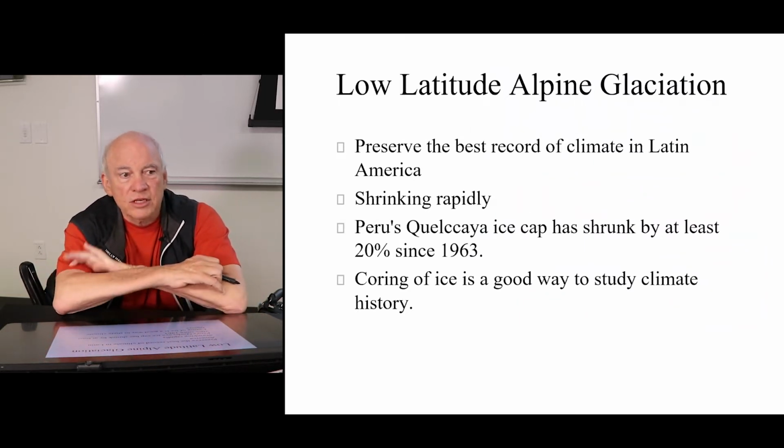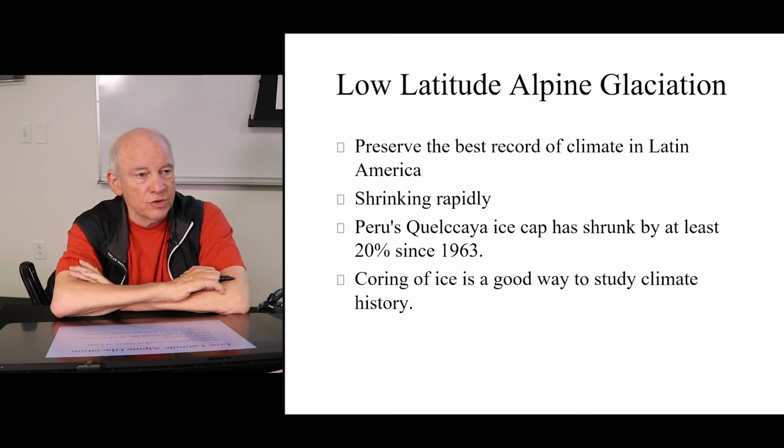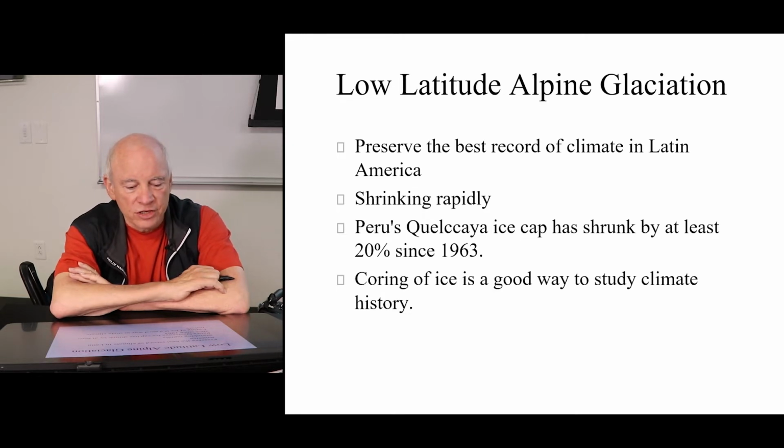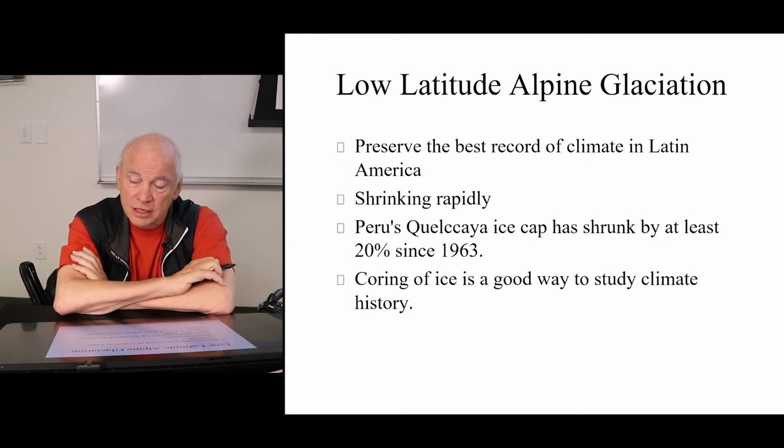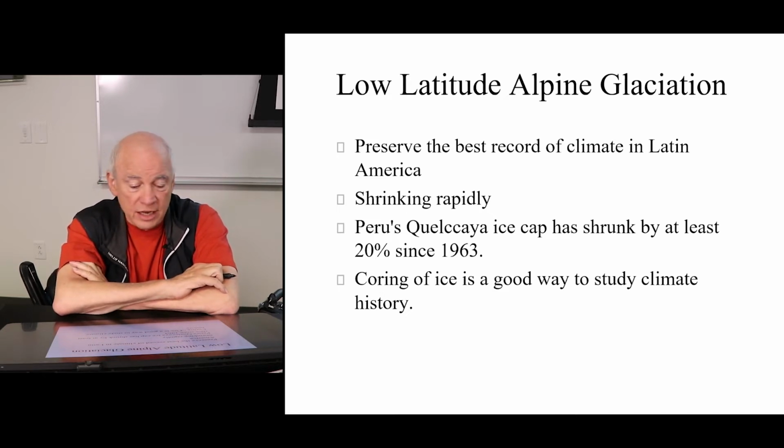Now, these glaciers in Peru and Bolivia are at very low latitudes, and these low latitude glaciers provide the best record of climate in Latin America, because you can core the ice and then figure out when that ice formed and measure some things in it and get a very good idea of how the climate has changed. And the challenge is that because these glaciers are shrinking rapidly, this record will soon be gone. So for example, Cocaya has shrunk by at least 20% in the last 60 years. And so people want to core this ice and study it while they can.